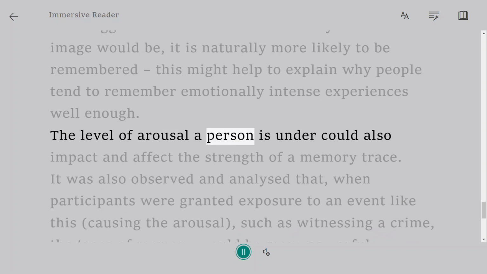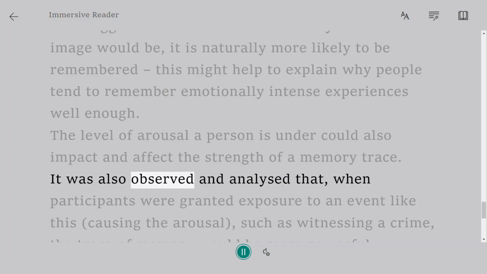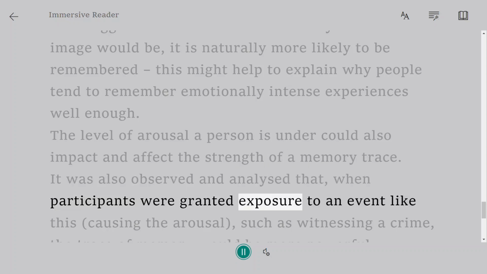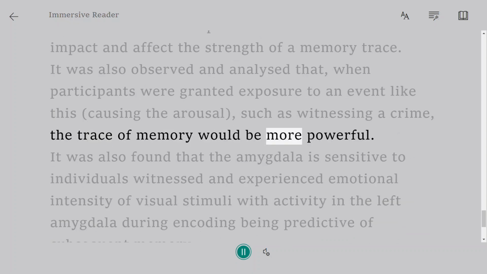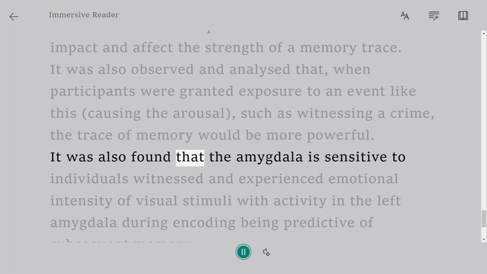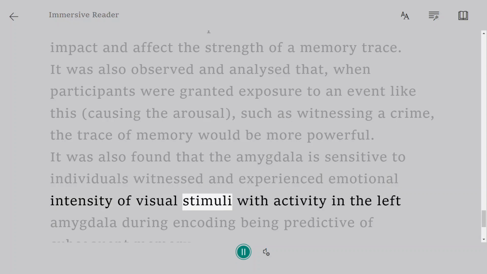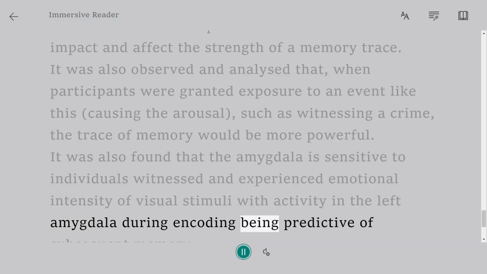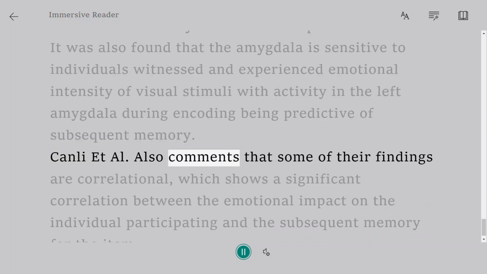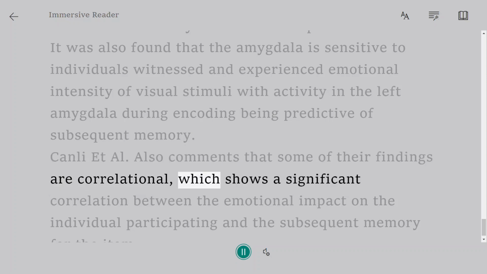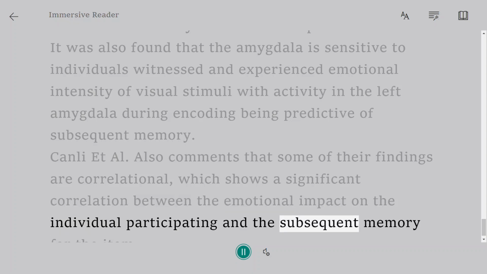The level of arousal a person is under could also affect the strength of a memory trace. It was also observed that when participants were exposed to an event causing arousal, such as witnessing a crime, the memory trace would be more powerful. It was also found that the amygdala is sensitive to individuals' experienced emotional intensity of visual stimuli, with activity in the left amygdala during encoding being predictive of subsequent memory. Canli et al. also comment that some of their findings are correlational, which shows a significant correlation between the emotional impact on the individual participating and the subsequent memory for the item.